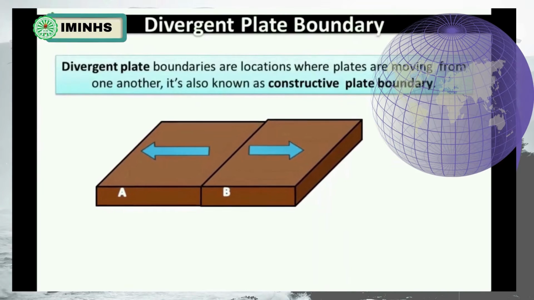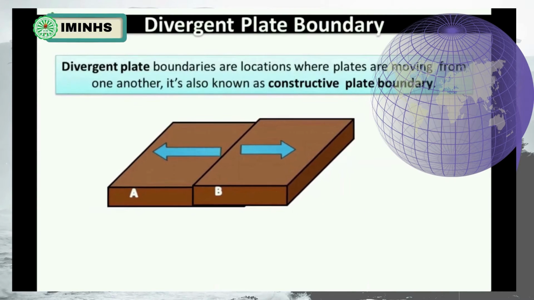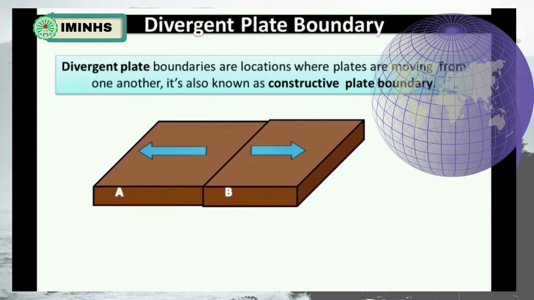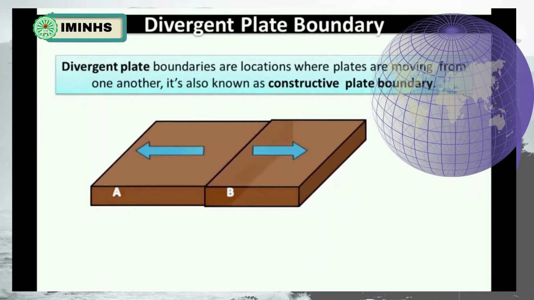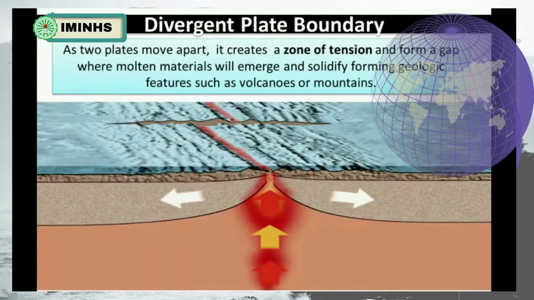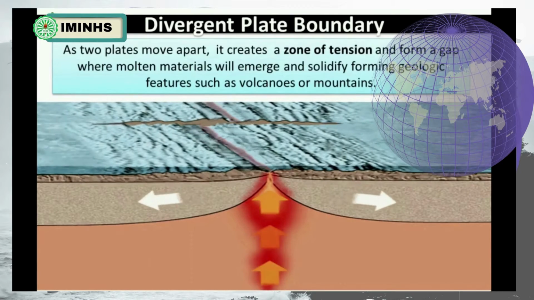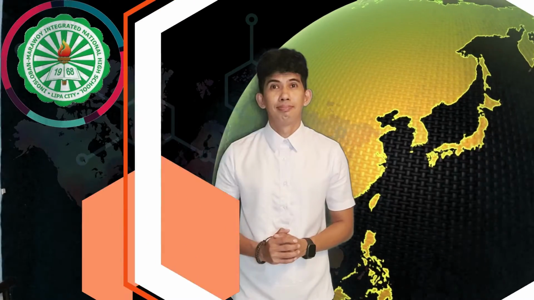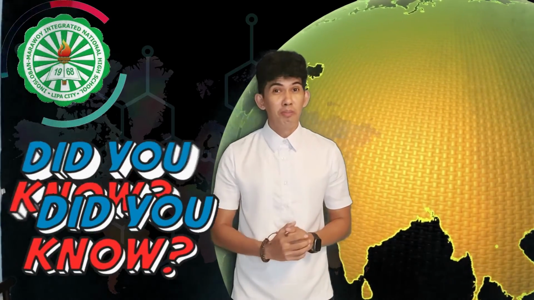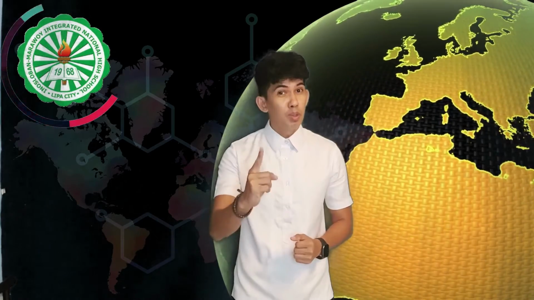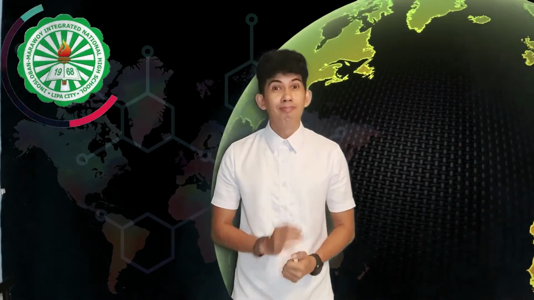Divergent plate boundaries are locations where plates are moving away from one another. It is also known as constructive plate boundary. As two plates move apart, it creates a zone of tension and forms a gap where molten materials will emerge and solidify, forming geologic features such as volcanoes or mountains. Did you know that most active divergent plate boundary occurs between two oceanic plates?